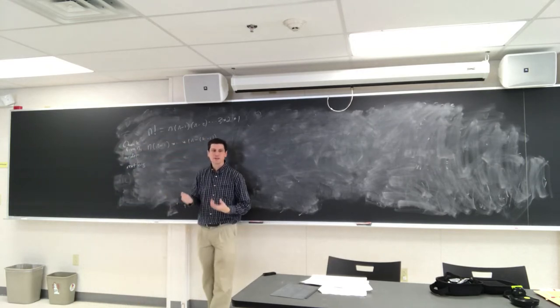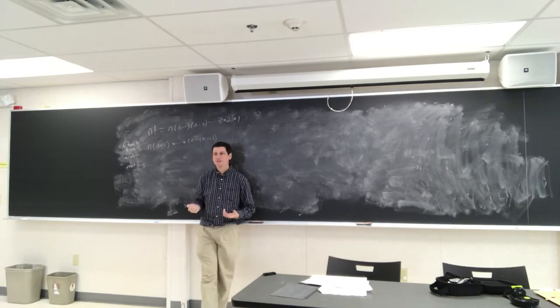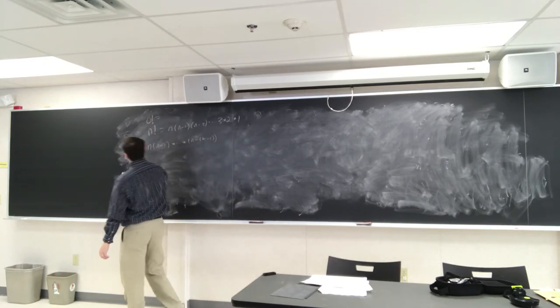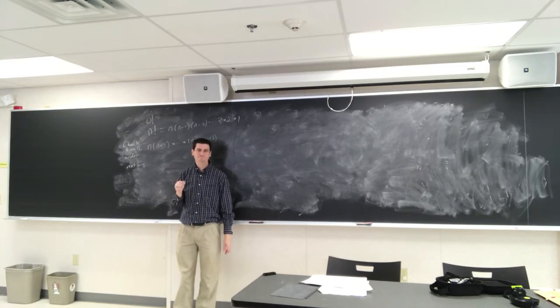So 3 factorial would be 3 times 2 times 1, or 6. 5 factorial, 5 times 4 times 3 times 2 times 1, would be 120. What's nice is if you know 3 factorial, 4 factorial is just 4 times 3 factorial. So this leads to a very nice way to compute. What should 0 factorial be? How many ways should there be to choose no one from a group of n people? One. If I have no people, how many ways can I order them?